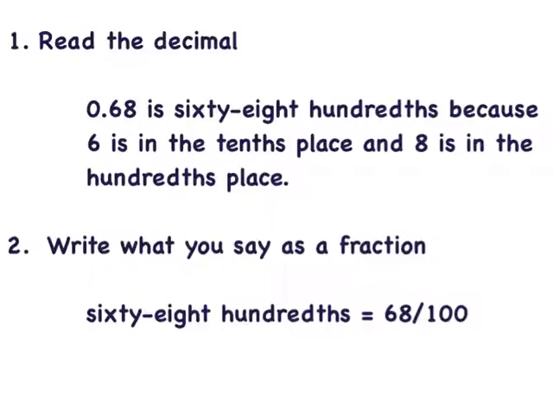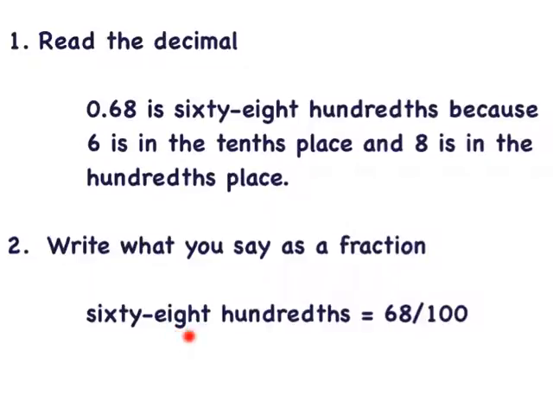So converting the decimals to fractions is really quite simple. The first thing we do is we read the decimal. And in this case I have 68 hundredths. And then in word form it is 68 hundredths because the 6 is in the tenths place and the 8 is in the hundredths place. So we say the value of the digit that is farthest to the right. And then the last step is we simply write what we say as a fraction.